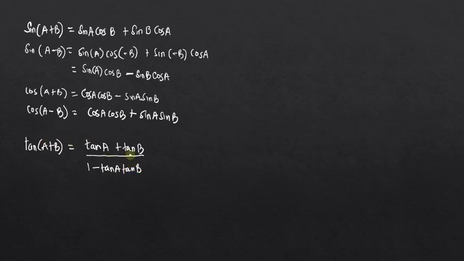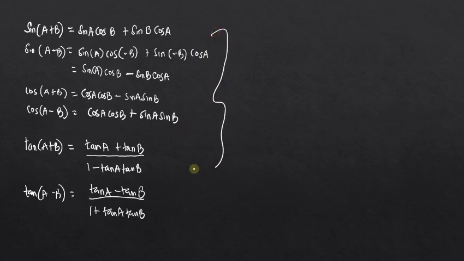Yeah, so tan of A plus B will be equal to tan of A plus tan of B all over 1 minus tan A tan B. Then we can also have tan of A minus B, which will be equal to, if you guess, tan of A minus tan of B, and the denominator will be 1 plus tan A tan B, right? So this is what you get. So these are the formulas that we'll be working with. So all these are the compound angle formulas.